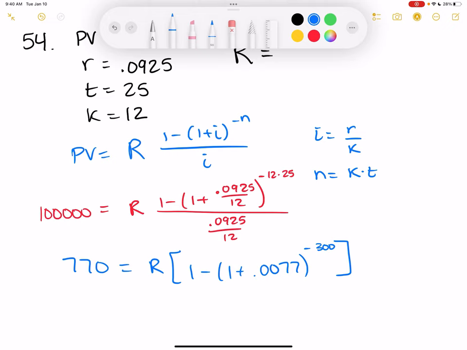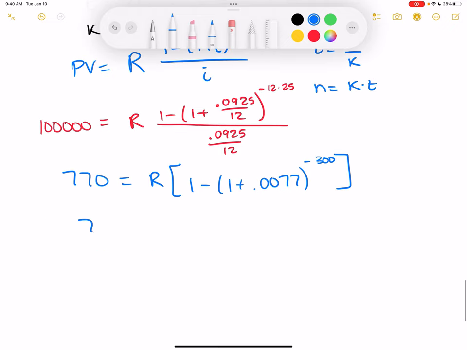Wait, so then what do? We're solving for R. So basically, what's ultimately happening is you're going to have 770 divided by 1 minus parentheses 1 plus point, or well, here, I'm just going to do this, 1.0077 raised to the negative 300.